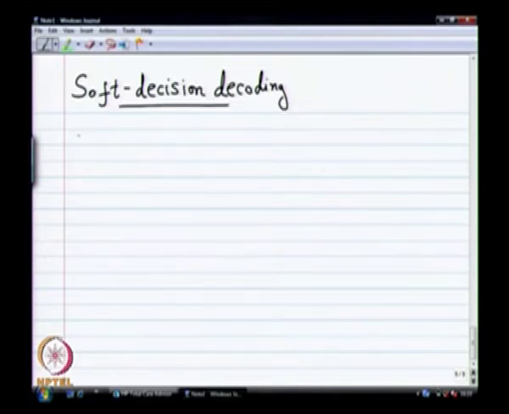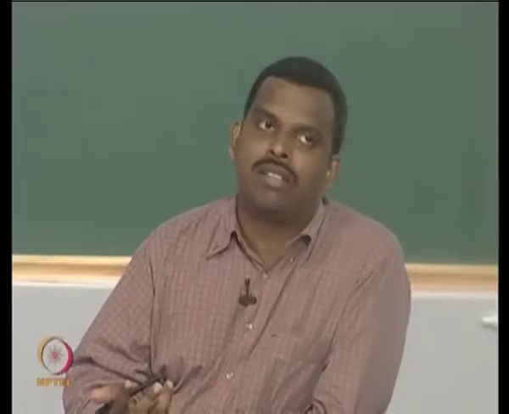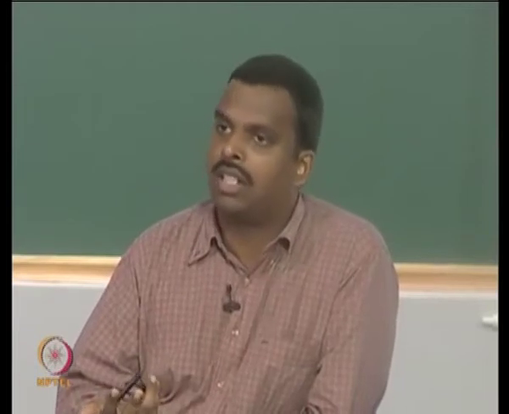Okay. So, this I should remind you is kind of a modern idea, it's been around for all the time, all over the place, but in an implementation sense it is definitely a modern idea. I will comment later on what I mean by this. As we go along you will see what I mean. But soft decision decoders have been around since ages, since the 70s, definitely. What is known as the Viterbi decoder is clearly a soft decision decoder.